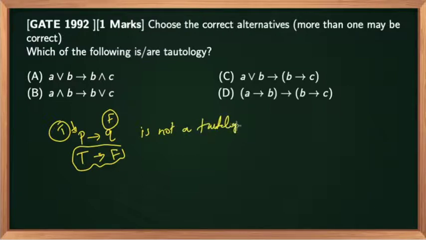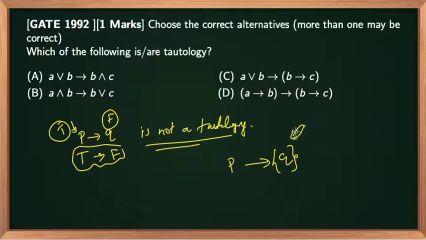So whenever we have an expression like this, if it is not a tautology, then we will try to assign the truth values so that the right side evaluates to false and the left side evaluates to true. So we will have something like true implies false, that is wrong, right? So we can say that it is not a tautology. Now let's see whether we can have true implies false.